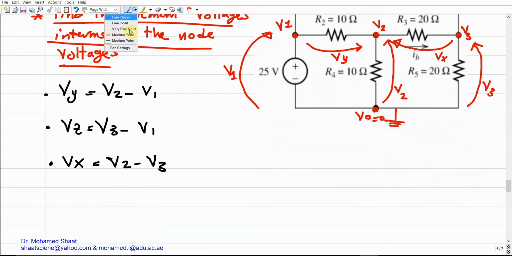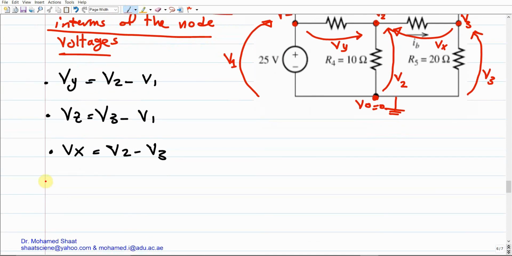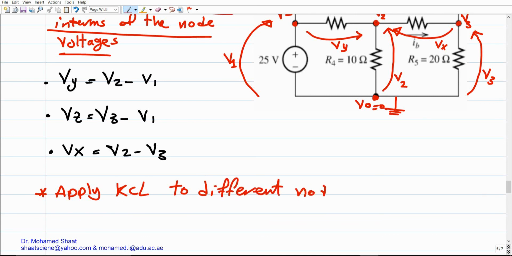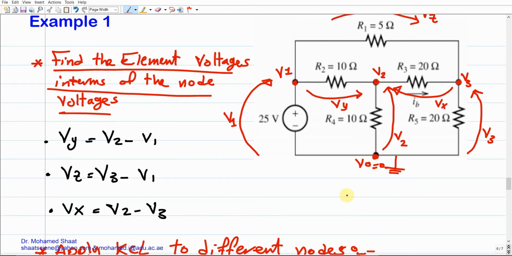How about step 7? Step 7 is just to apply, and this is basically the most important step, the Kirchhoff current law to different nodes. In this electrical circuit, how many nodes do we have? We located 4 nodes. One of these nodes is the reference node. There is no need to write Kirchhoff current law to this node. We have other 3 nodes.